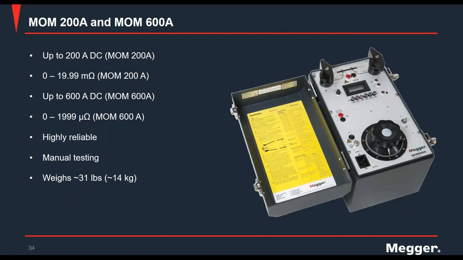The next one is the MOM 200 and the MOM 600. So those devices can support 200 amps for the 200 amp version and 600 amps for the 600 amp version. The MOM 200 has a resistance range of up to 20 milliohms, and the MOM 600 has a resistance range up to 2000 microohms. They're highly reliable, used for manual testing, and weigh about 30 pounds.